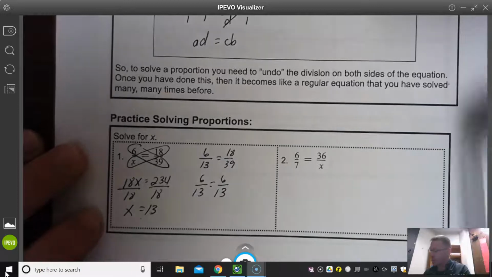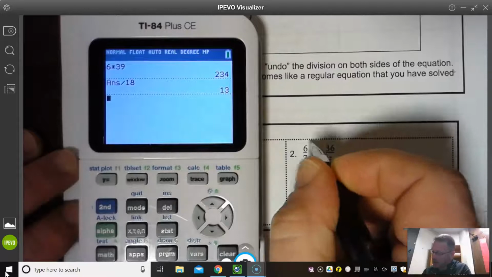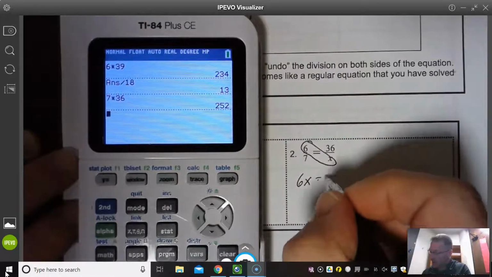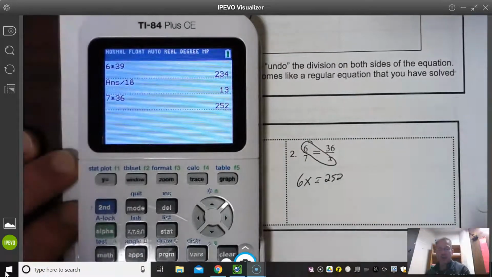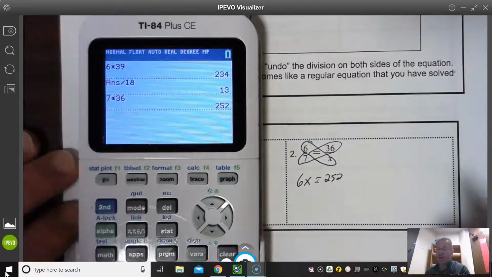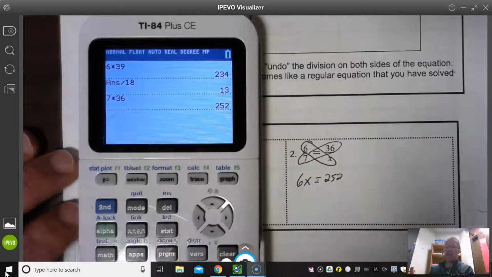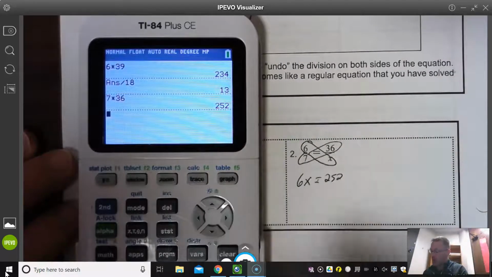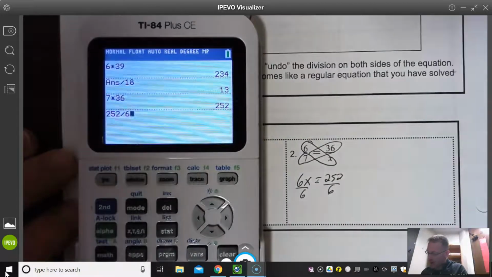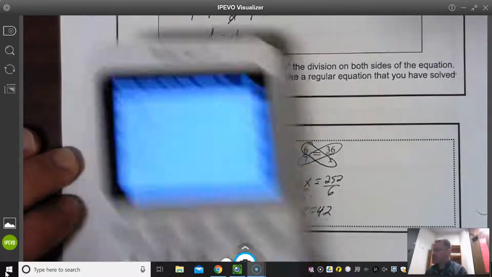Okay, now if we look at number 2 here, you should hopefully have had 6x equals, and then 7 times 36 is 252. Once again, it doesn't matter which product you start with. It doesn't matter which side it's on. So you might have 252 equals 6x. That's totally fine, right? Because a equals b is the same as b equals a. So either side. And then I can divide both sides by 6 here. So 252 divided by 6, and that means x is 42. So hopefully you did well on that.